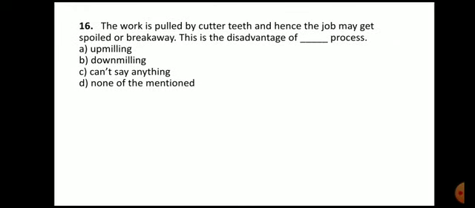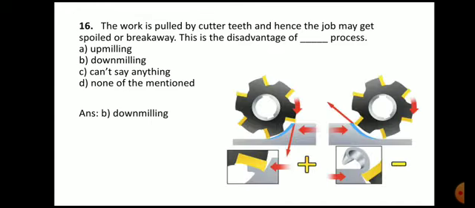Next question. The work is pulled by the cutter teeth and hence the job may get spoiled or break away. This is the disadvantage of process. Upmilling, downmilling, can't say anything, none of the mention. The answer is downmilling. Okay, the work is pulled by the teeth and hence the job may be spoiled and break away. Now this is the downmilling.